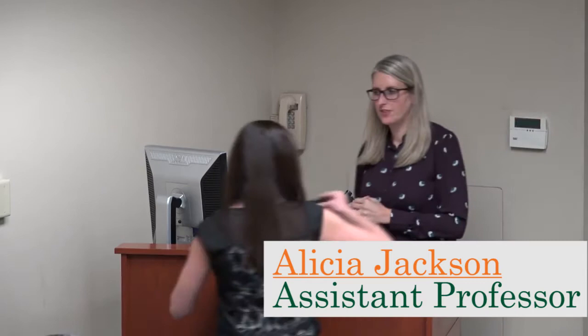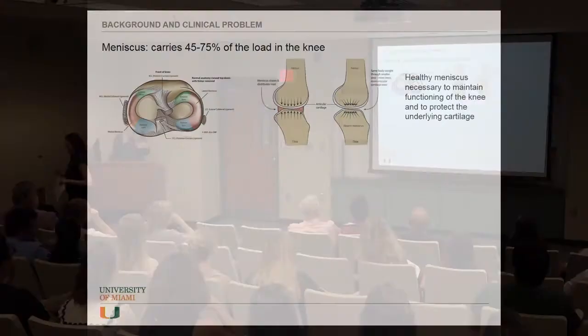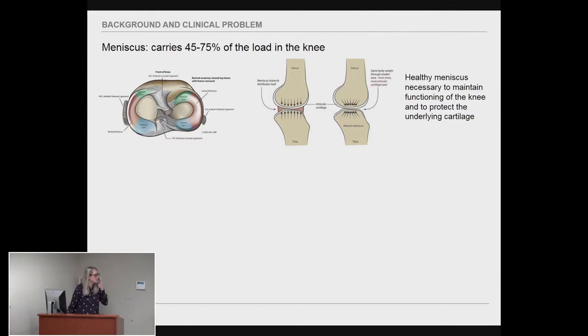Okay, so my project is on a bioengineered tissue construct for knee meniscus repair. We know that the meniscus are these C-shaped fibrocartilaginous structures in the knee, and they're responsible for carrying the majority of the load. A healthy meniscus is really important for functioning of the knee joint in general and to protect the underlying cartilage.